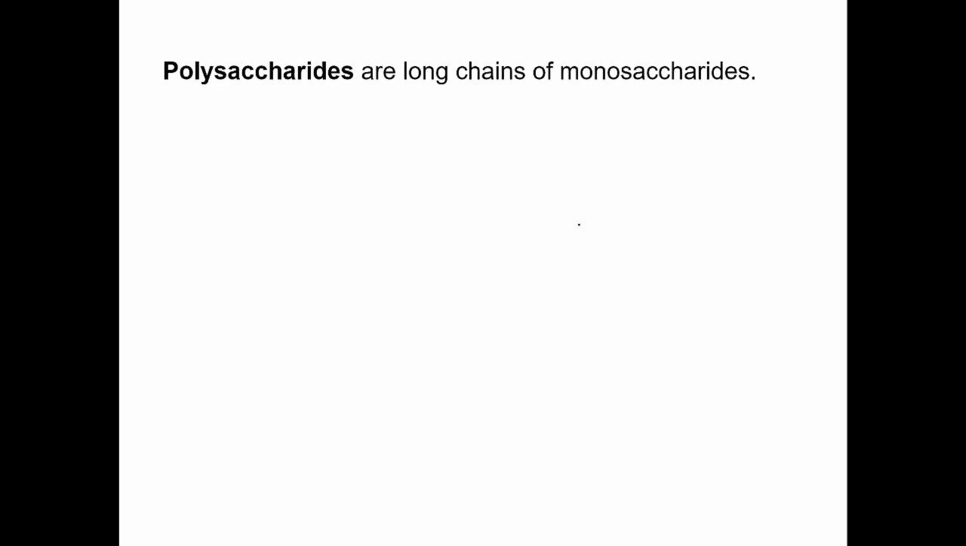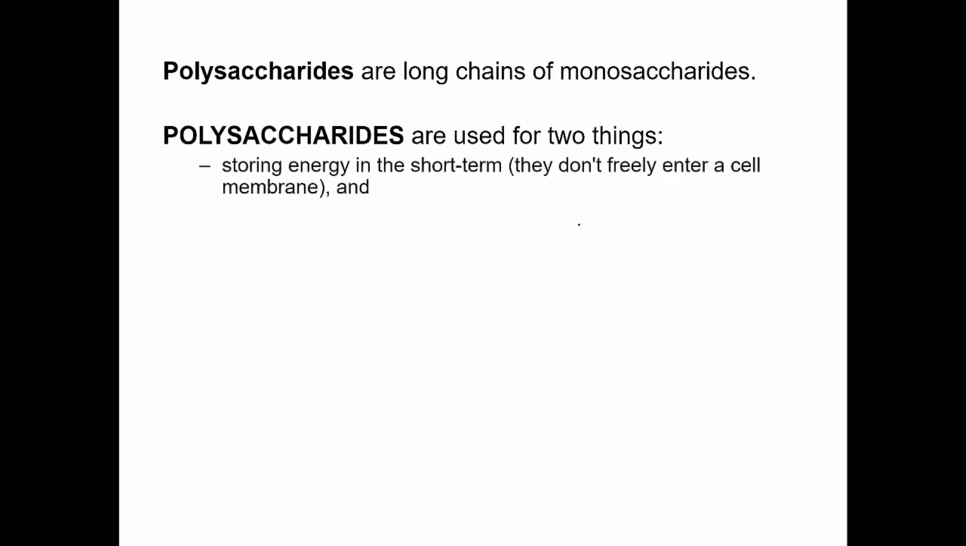Okay, now let's talk about the polysaccharides, the long chains of monosaccharides. And they're basically used for 2 things. Storing energy in the short term. For example, your liver stores about 2 pounds of glycogen, which is long chains of glucose. And that's what you use when you go running. You burn up your glycogen stores. So short-term energy and structural components, right? Like crab shells or plant leaves.